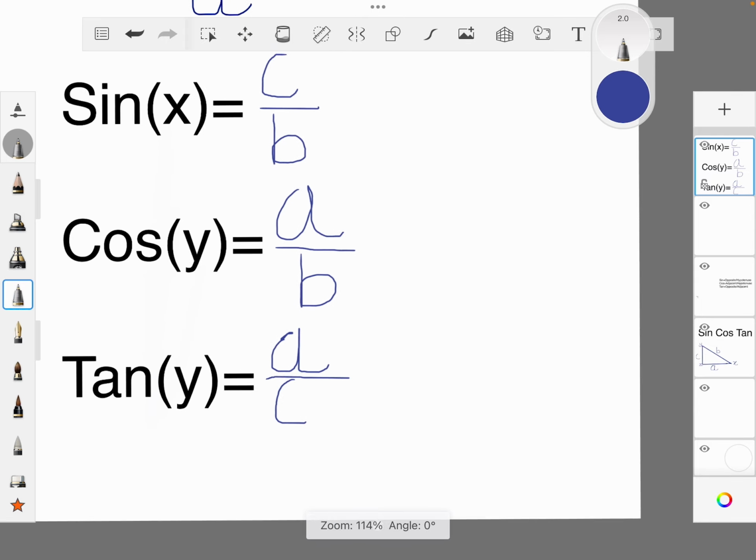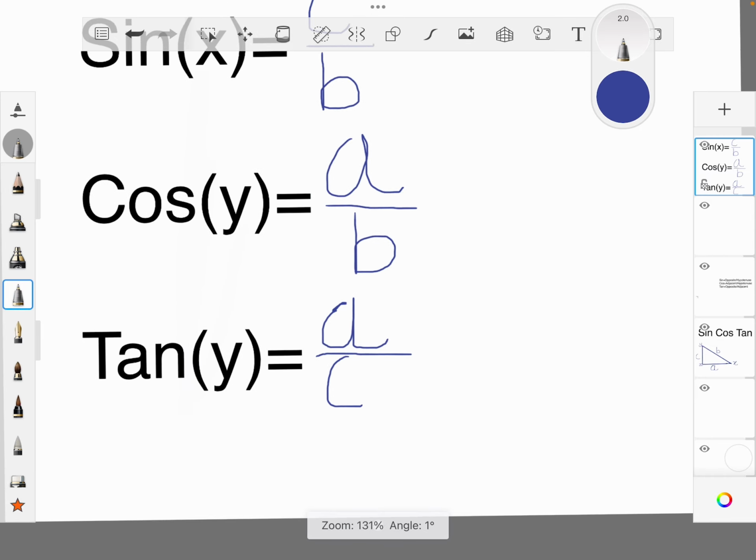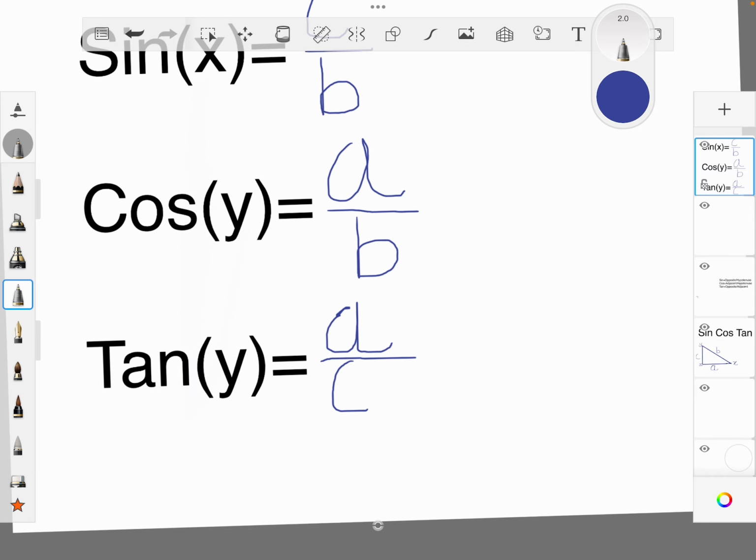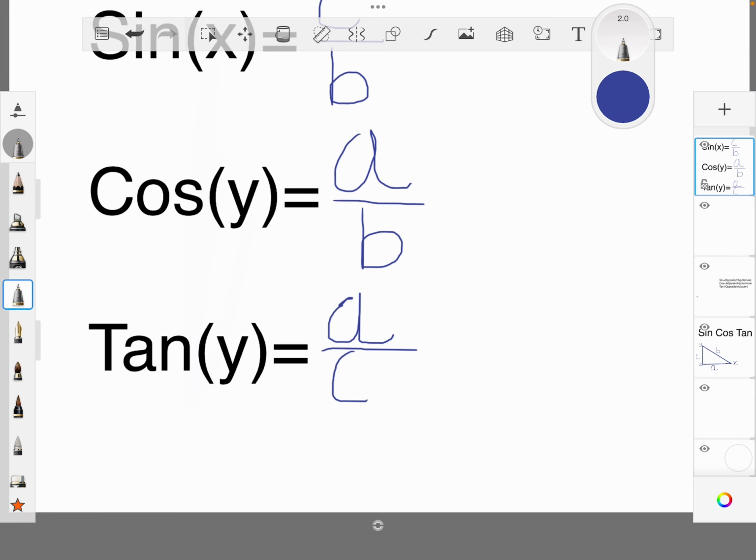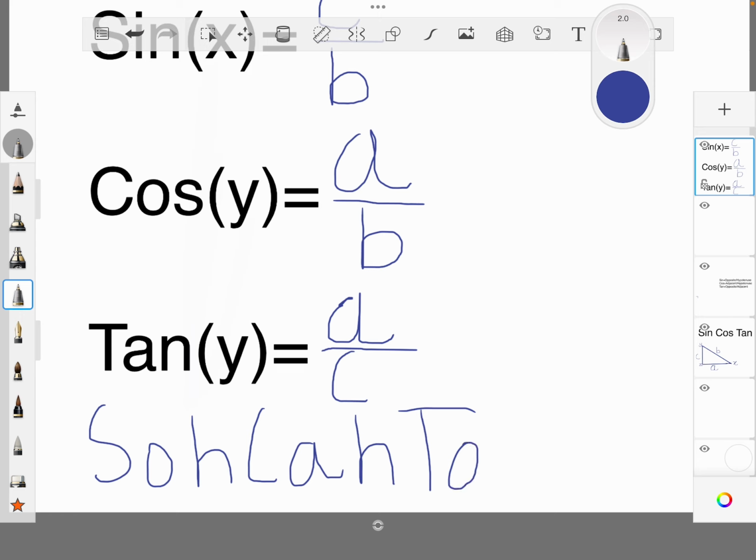One way I like to think about the sine, cosine, and tangent values is by the acronym SOHCAHTOA. So I'll just write that down. SOHCAHTOA.